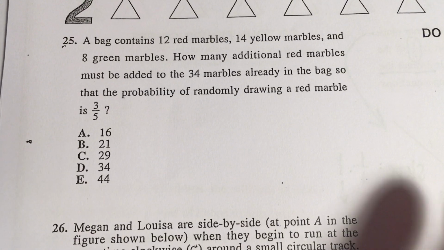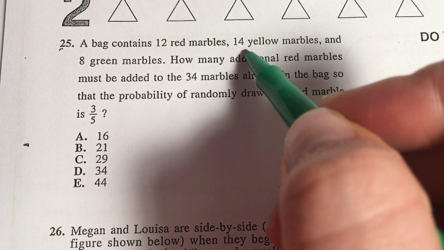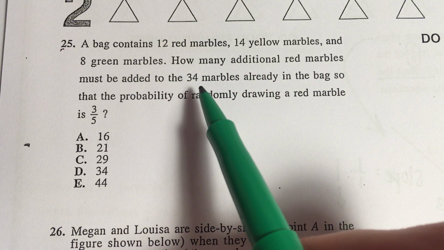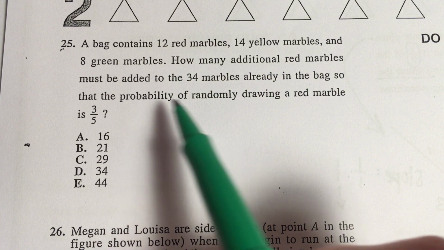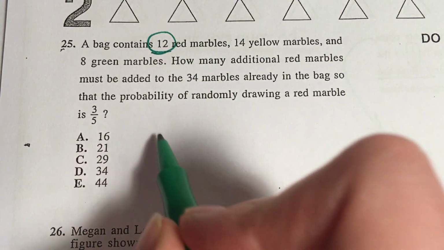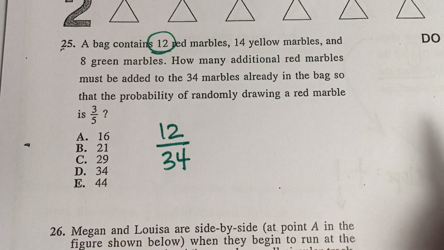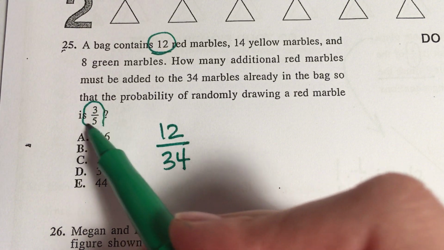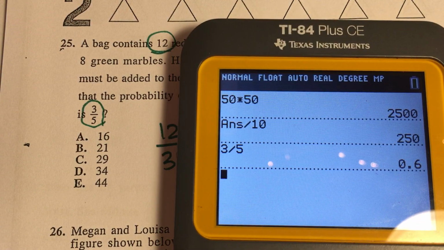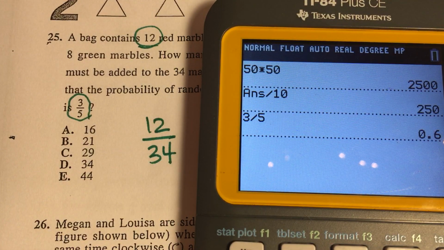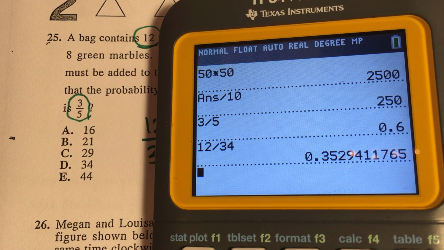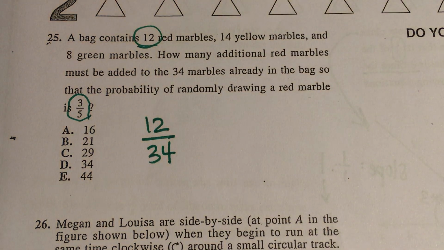So it says a bag contains 12 red marbles, 14 yellow marbles, and 8 green marbles. How many additional red marbles must be added to the 34 marbles already in the bag so that the probability of randomly drawing a red marble is 3 out of 5? So I right now have 12 out of 34, and I want it to be 3 out of 5 chance. 3 out of 5 is 60% or 0.6, and right now I have 12 out of 34, which is only a 35% chance. So I'm probably going to have to add a lot of red marbles to make that happen.